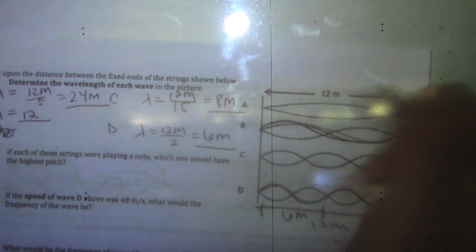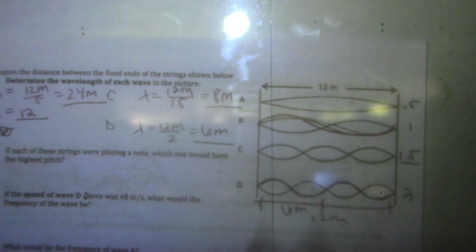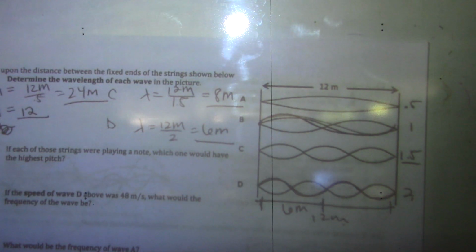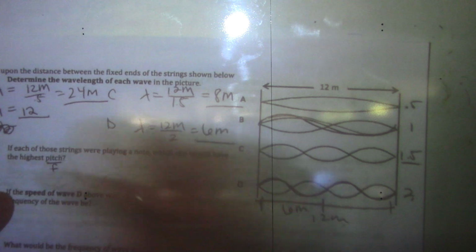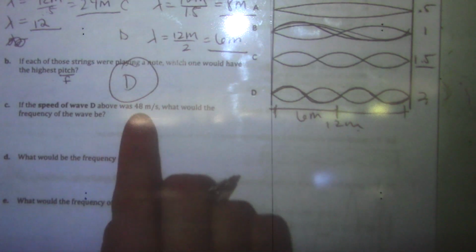So I've got 24, 12, 8, and 6, and the wavelength, of course, is getting smaller as we go down, because look, they're getting squished in. Highest pitch. Pitch has to do with frequency. The one that has the highest frequency would be D. More squished together, shorter wavelengths. The speed of D is 48.